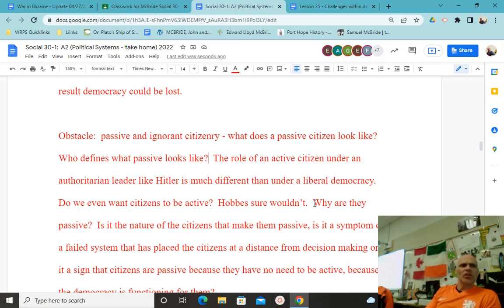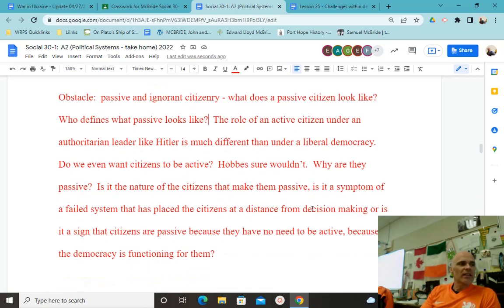Is it the nature of citizens that make them passive? Is it a symptom of a failed system that has placed the citizens at a distance from decision making, and that's why they're passive? Or is their passivity a sign that citizens are passive because they don't need to be active? They don't need to be active because their state is functioning as they want it. Sometimes passivity might be a sign or symptom of a healthy society.